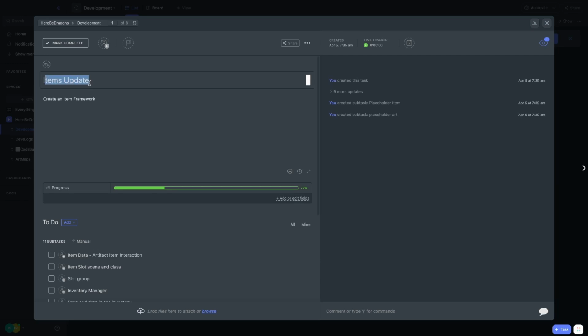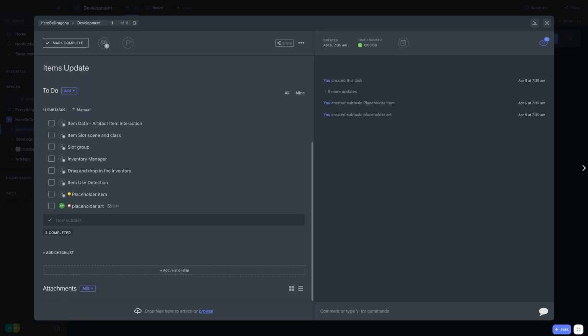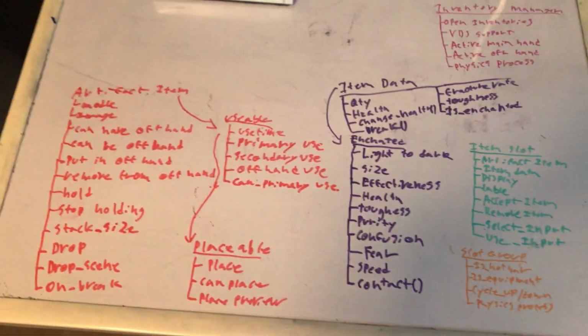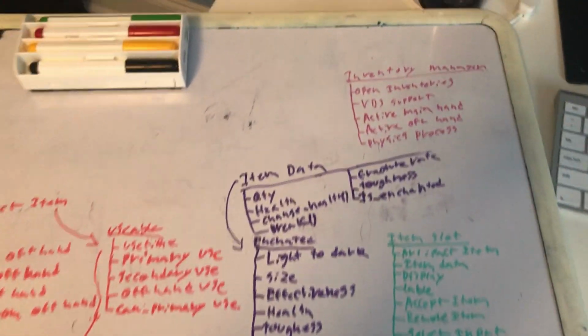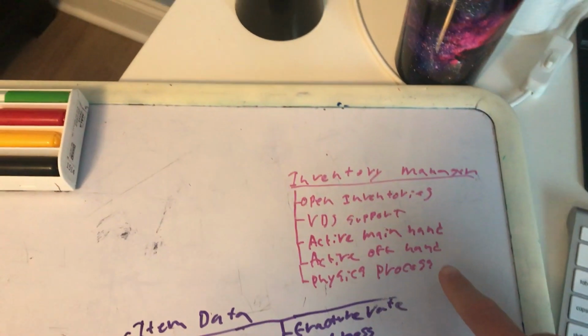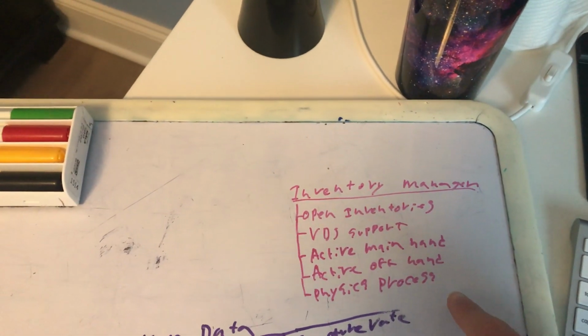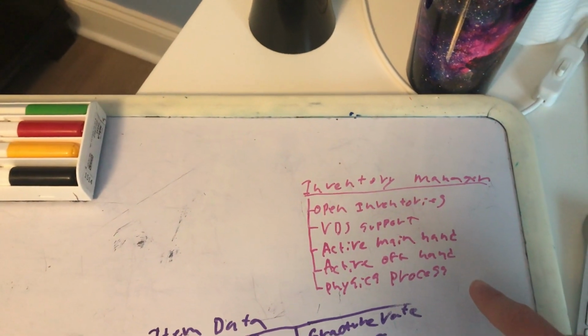So today I'm going to be working on the items update. So let's get working on that. I've gone ahead and planned out most of the item system's architecture. There's going to be an inventory manager that keeps track of which inventories are open and also the item that you're holding and the item that's in your offhand.